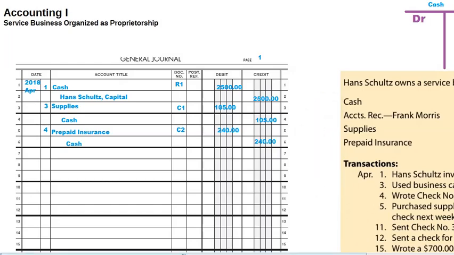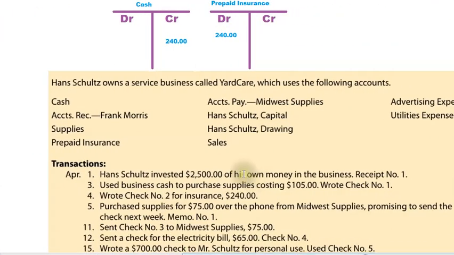When you journalize, the first thing you have to do is read the transaction very carefully. When you read the transaction very carefully, you will be able to tell which two accounts are affected. One has to be debited, the other one has to be credited to maintain the perfect balance. Like this one, purchase supply for $75 over the phone from Midwest Supply, promising to send the check next week, memo 1. So basically this guy, Mr. Hans Schultz, phoned the company to order the supply, and the supply is worth $75.